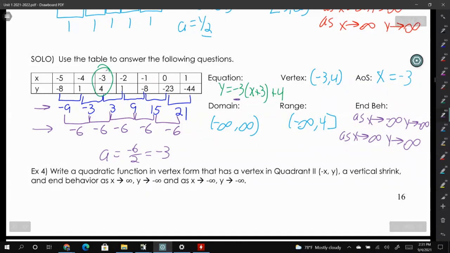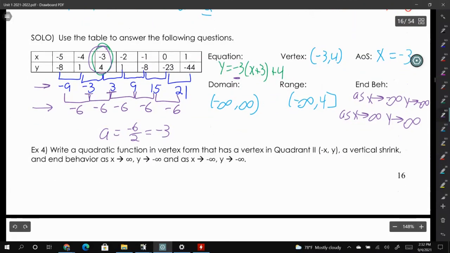And the vertex is right here, because that's where we change direction. Look at, we had -3 and then +3. So in between would be our vertex. So that's what we should have gotten for these questions here. And the last thing we're going to do is this part right here. Write a quadratic function in vertex form that has a vertex in quadrant 2, a vertical shrink, and end behavior as follows.